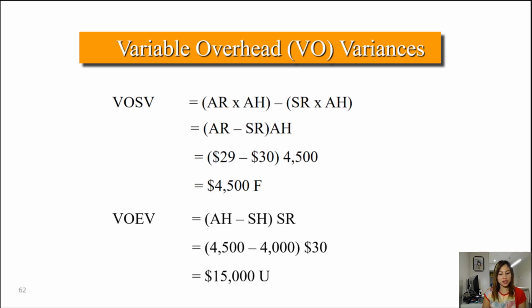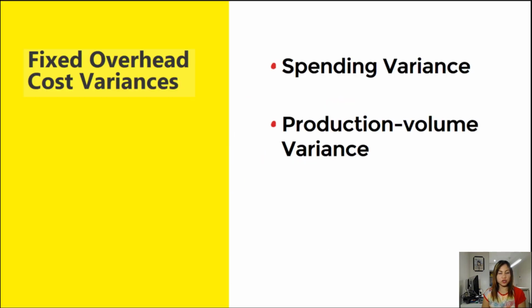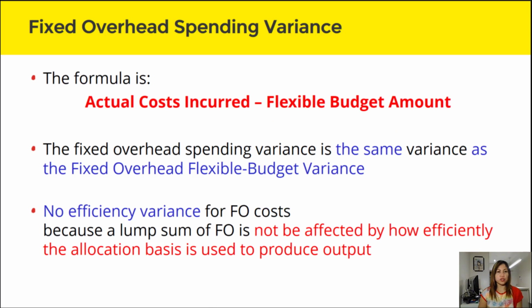Let's move on to the second type of overhead, which is fixed overhead cost variance. You can also calculate two types of variance: spending variance and production volume variance. For the spending variance for fixed overhead costs, the formula is to compare actual costs incurred and the flexible budget amount. The fixed overhead spending variance is the same as the fixed overhead flexible budget variance.